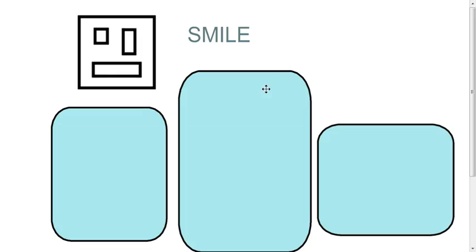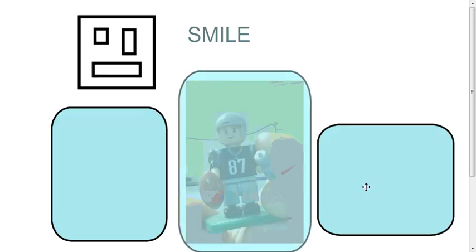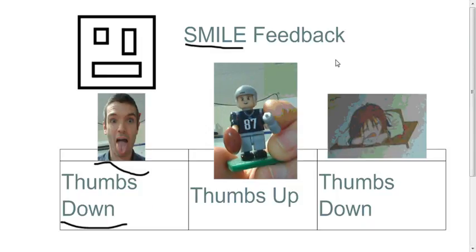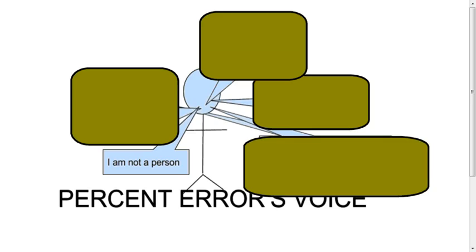Dr. Square told somebody to smile. 3 people smiled, and here is the accepted standard, the smile. Here's what somebody did, and here's the feedback that they got. This feedback, the thumbs down from Dr. Square, is like the percent error. As you can see, these two also got some feedback on how they did.